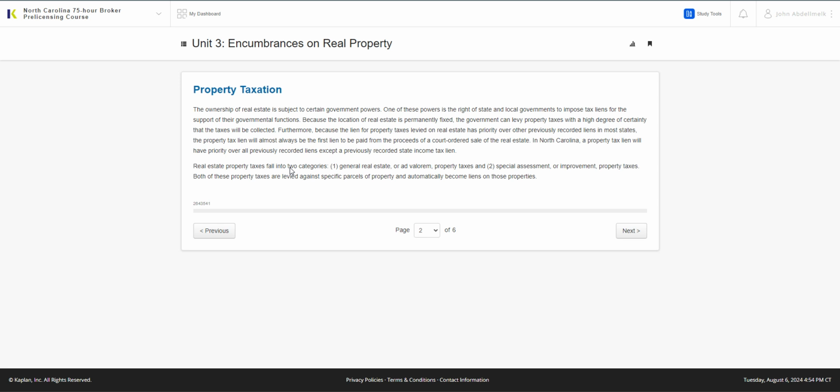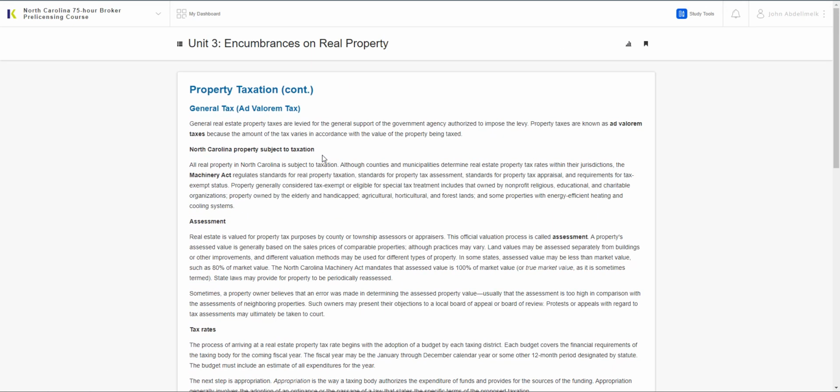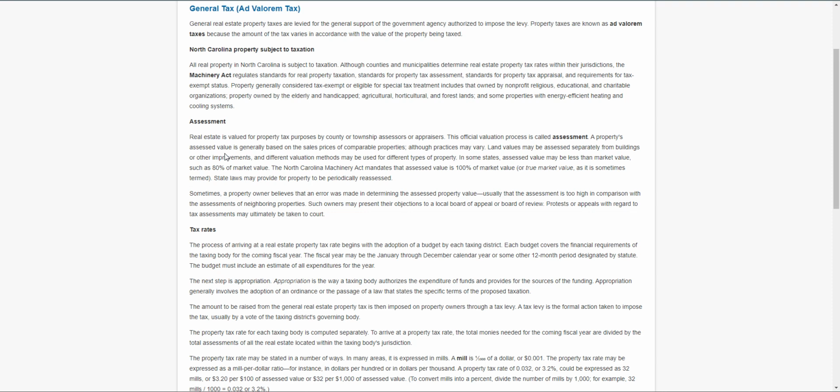Special assessment or improvement property taxes. Both of the property taxes are levied against specific parcels of the property and automatically become liens. So, property taxation. General tax, ad valorem tax. General real estate property taxes are levied for the general support of the government agencies authorized to impose the levy.